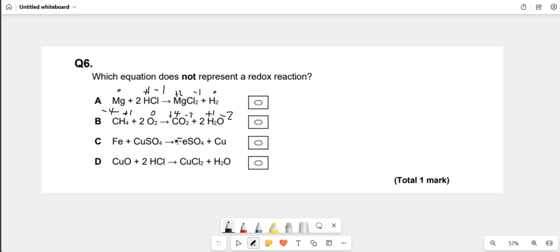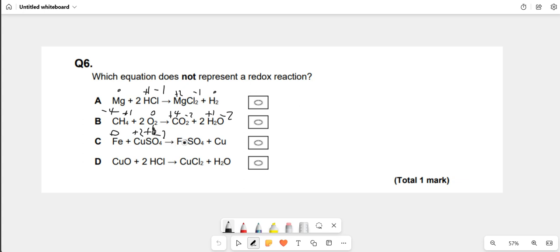It's asking which one is not redox. Next one, Fe plus CuSO4. Fe is 0. O is negative 2, so that's negative 8, and then copper has to take priority. Copper is plus 2, because apart from what's in the rules, you do it based on the group number, like what ion it would form. And then sulfur can change, it will be plus 6 here.